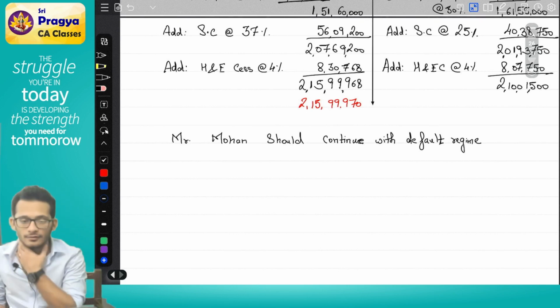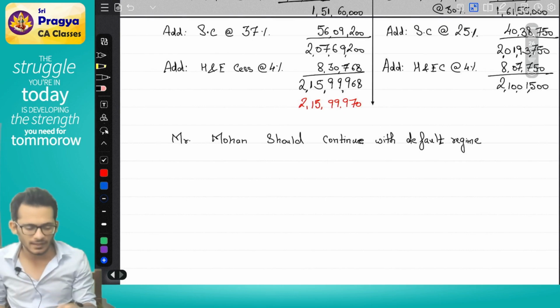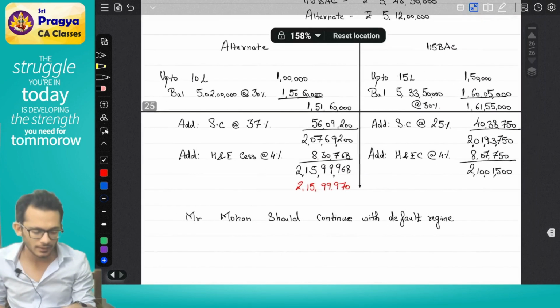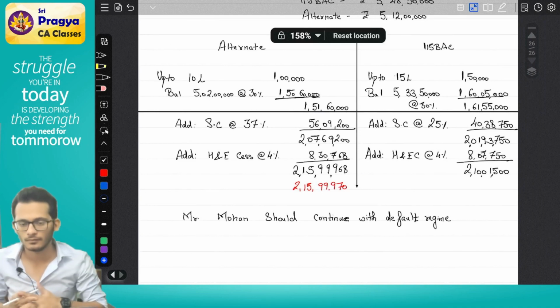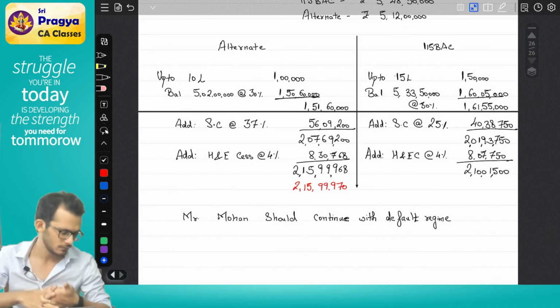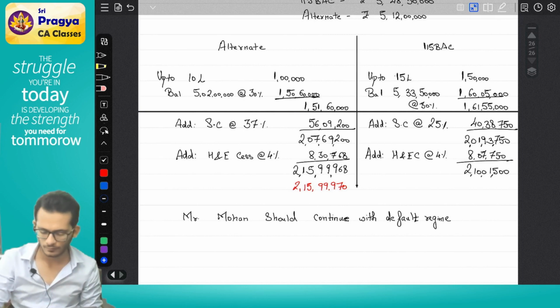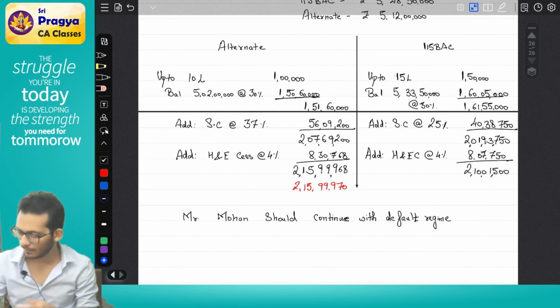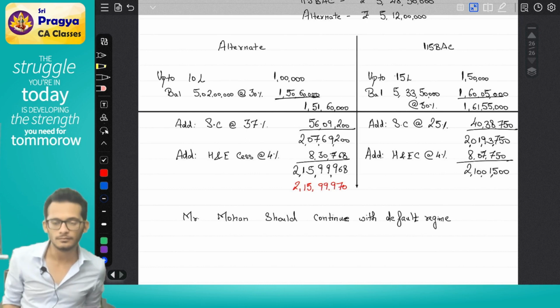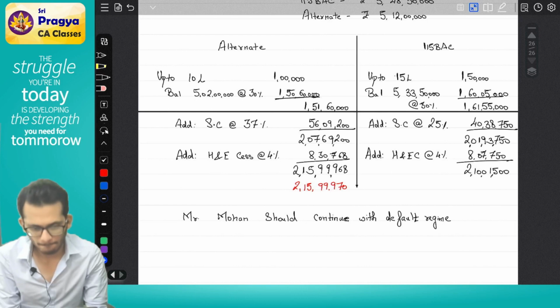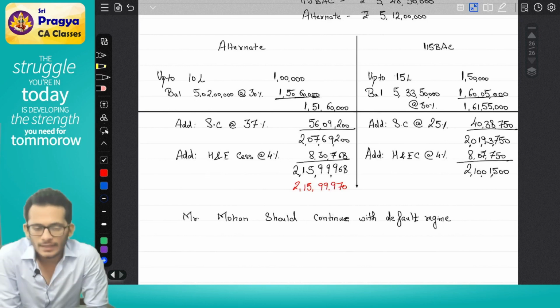Clear? Any doubts? This is your computational mechanism for individuals. If you have not noted it down, quickly note it down. Now, while you're doing that, let me also clarify.